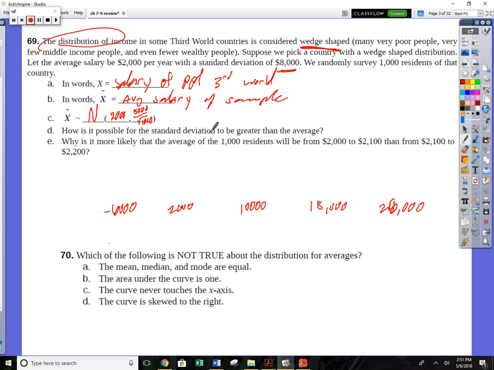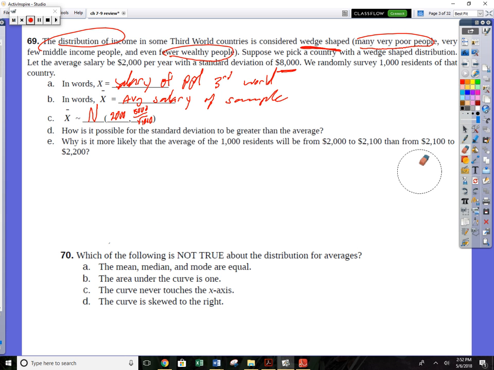And the answer is, I mean, they kind of explain it. You have so many poor people. I mean, they're making maybe $100 a month, $200 a month, $50 a month. So the majority of your sample is going to be making nothing. But then if you have a few wealthy people, that jacks everything up. So if I throw someone in there that's making 100 grand a month, that's going to really screw your standard deviation up. Okay, now E is the question we need to focus on.